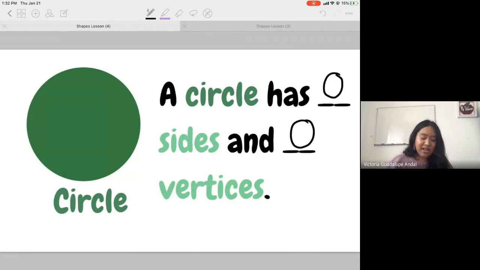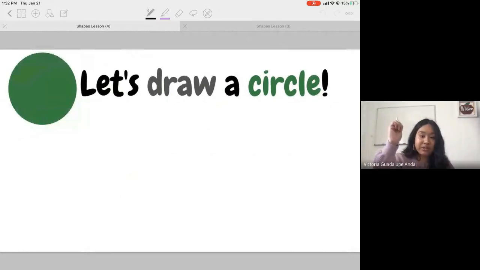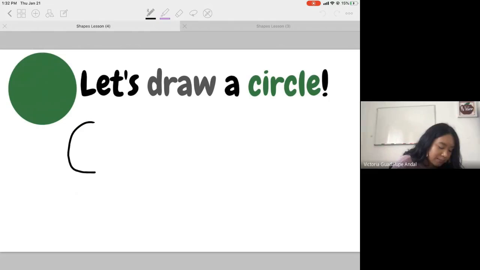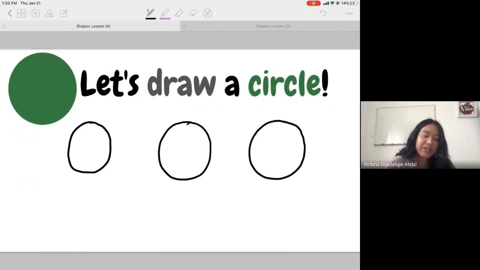So let's go ahead and see if we can draw some circles together. Are you ready? Using your markers or your pencils, let's go ahead and practice. You're going to start from the top and draw a ring all the way around. Let's try again. You're going to start from the top, draw your ring all the way around.